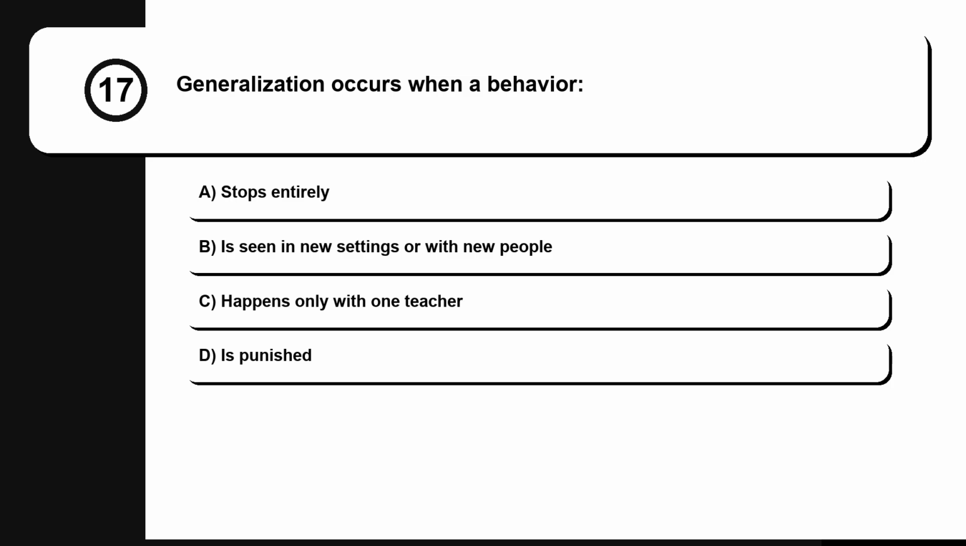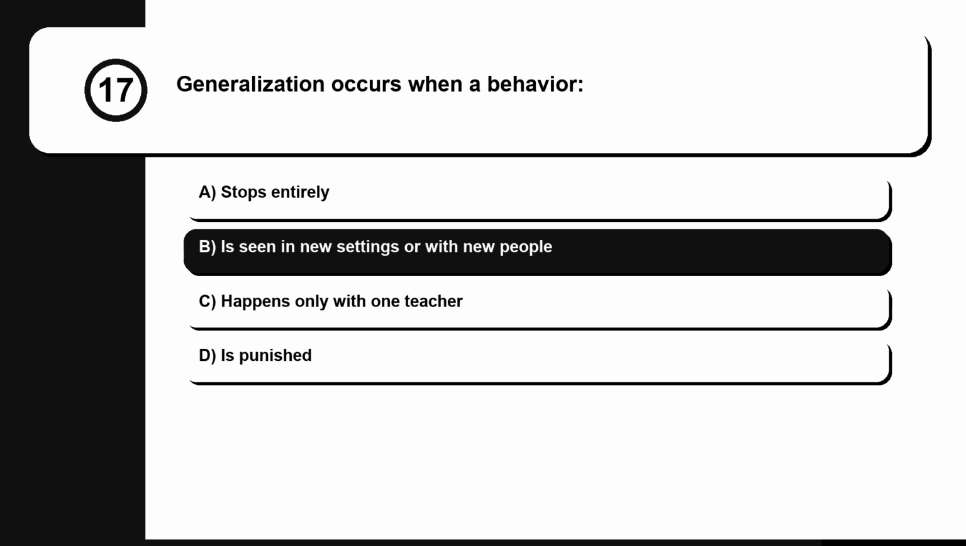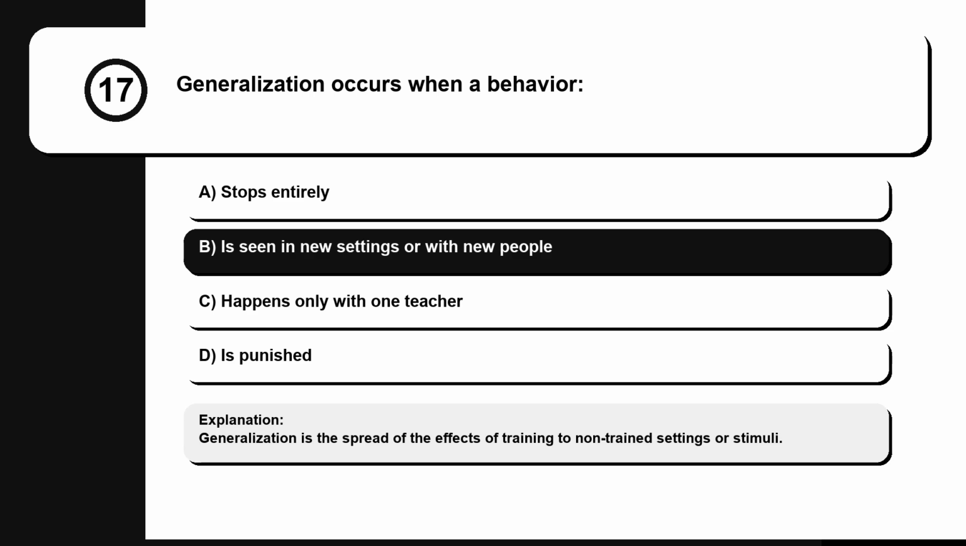Question 17. Generalization occurs when a behavior A. Stops entirely, B. Is seen in new settings or with new people, C. Happens only with one teacher, or D. Is punished. The correct answer is B. Is seen in new settings or with new people. Generalization is the spread of the effects of training to non-trained settings or stimuli.